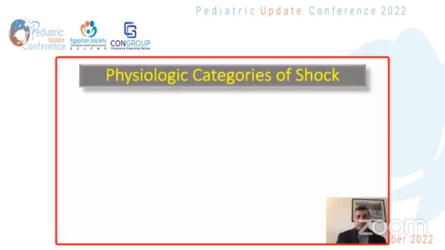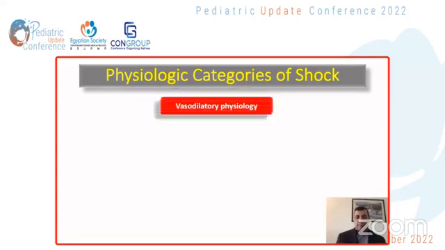Now let us discuss the physiologic categories of shock. Before we assess shock as a clinical entity, let us understand the physiologic categories. Each disease or each neonatal issue, like for example infection or sepsis, might present with more than one physiologic category.